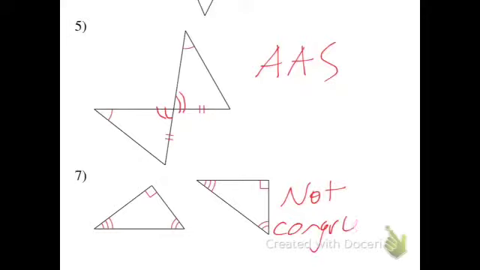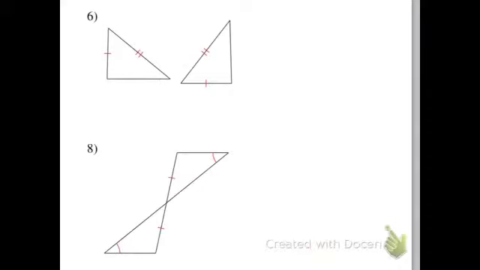I wish I could write better with this pen. Moving on to 6, it's looking like we have 2 pairs of congruent sides, and so we have SS, which is not enough information, so these triangles we cannot say are congruent, so not congruent. Moving on to 8.